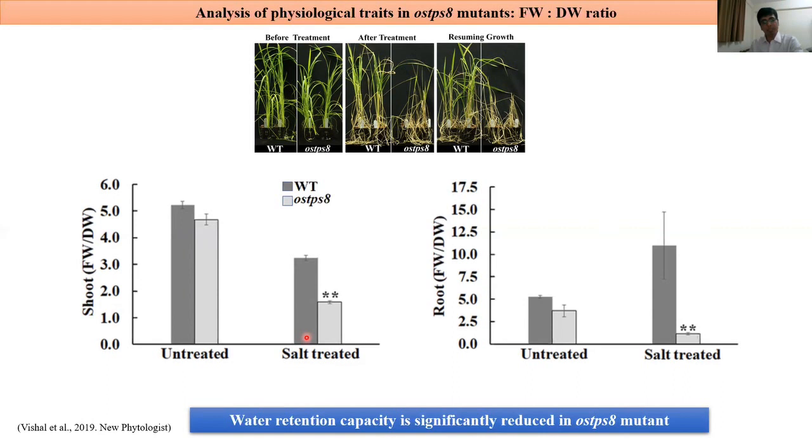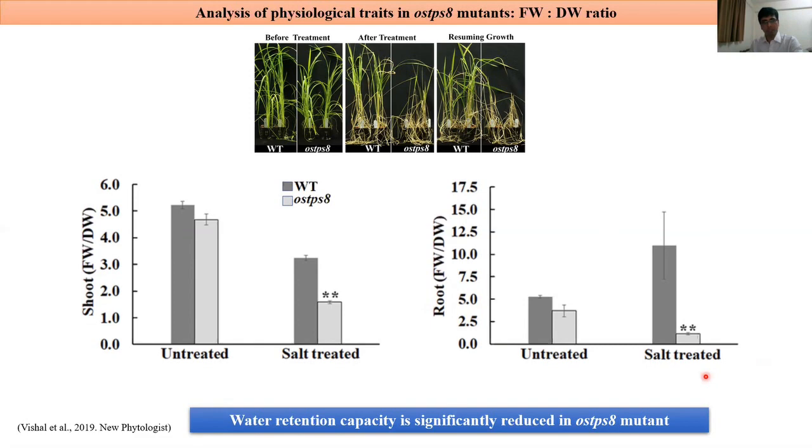You could see before treatment, there is no difference in the fresh weight and dry weight, but after treatment, there is a drastic reduction in the ratio of fresh weight to dry weight. That clearly says that there is a significant reduction in the water retention capacity due to the less vegetative tissue in the mutant. And we get the same in both the shoot and the root part.